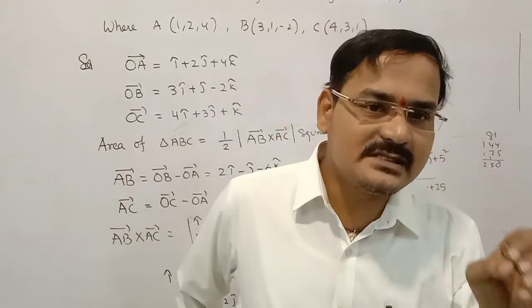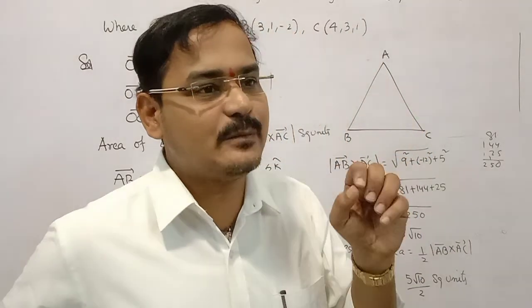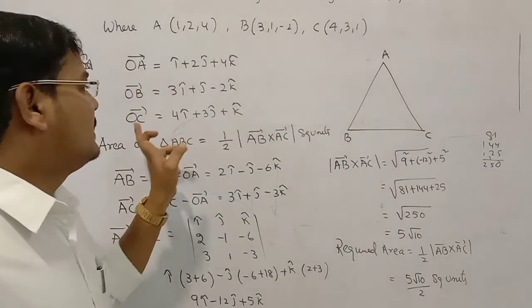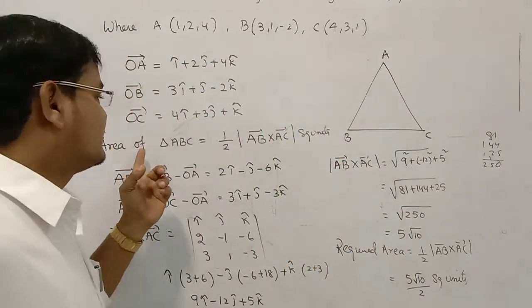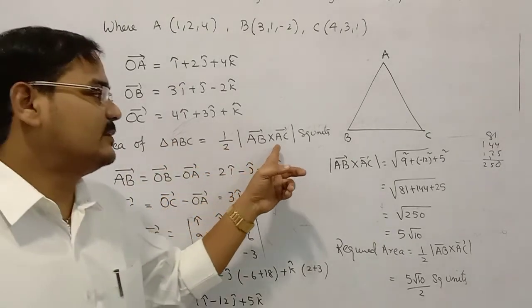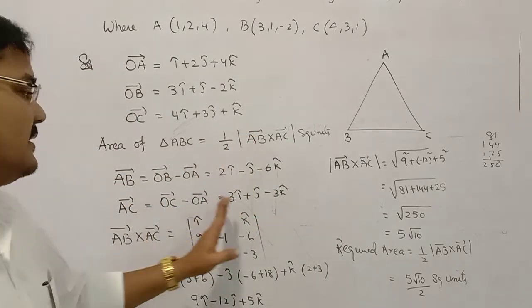A point given means it is the position vector. Therefore you write OA bar, OB bar and OC bar. After that you write the formula. Area of triangle ABC is equal to half into AB bar cross AC bar square units. So you find AB bar, and find AC bar.